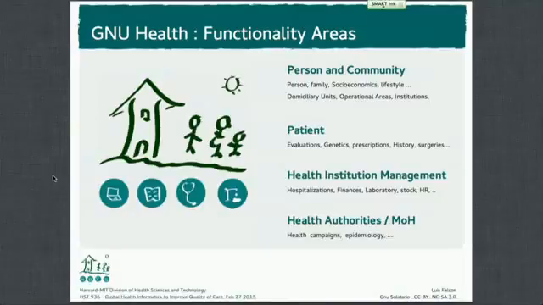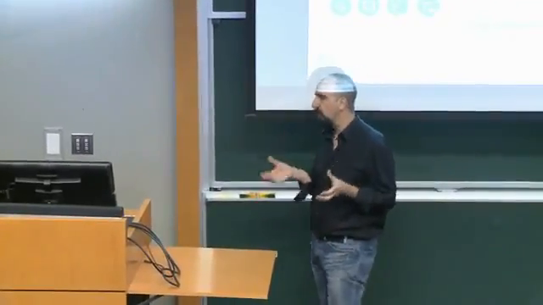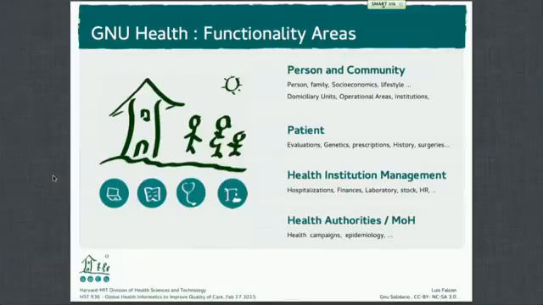The first area is the person and the community: the people, the community, the socioeconomic conditions, how the infrastructure of that place is. Then we move to the patient. And that's what they call today an electronic medical record: doctor-patient relationship, prescriptions, evaluation, encounters, and so on.